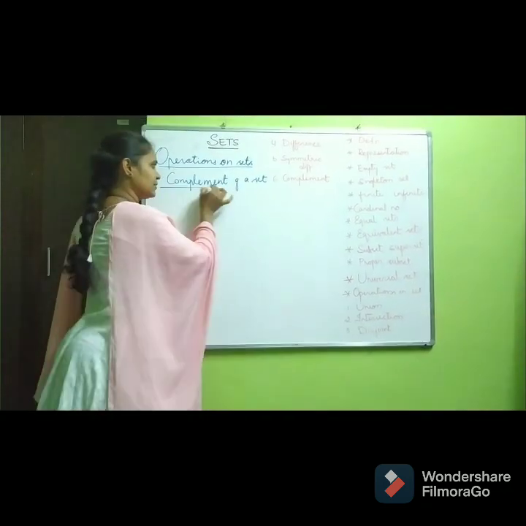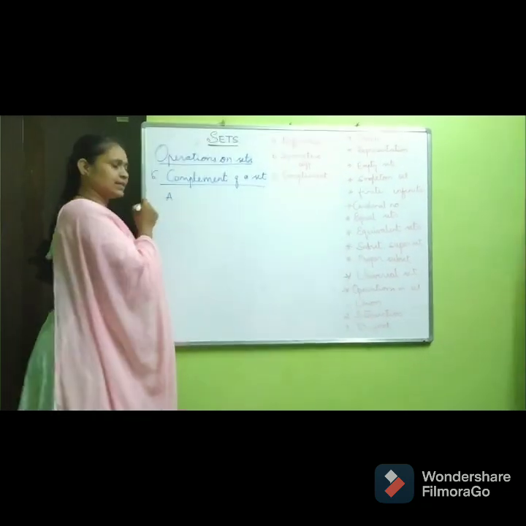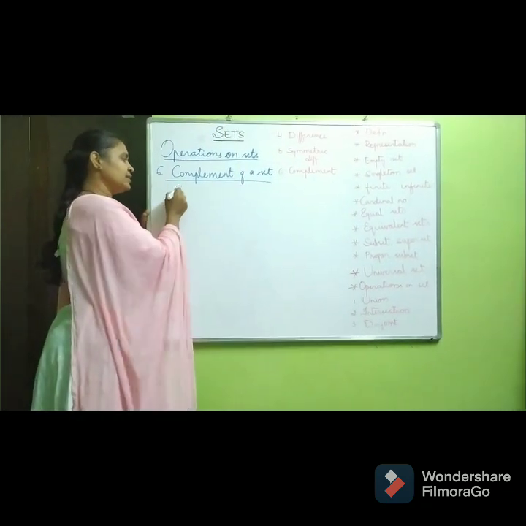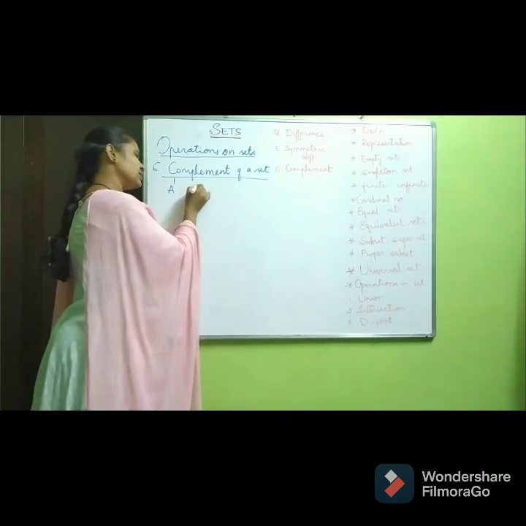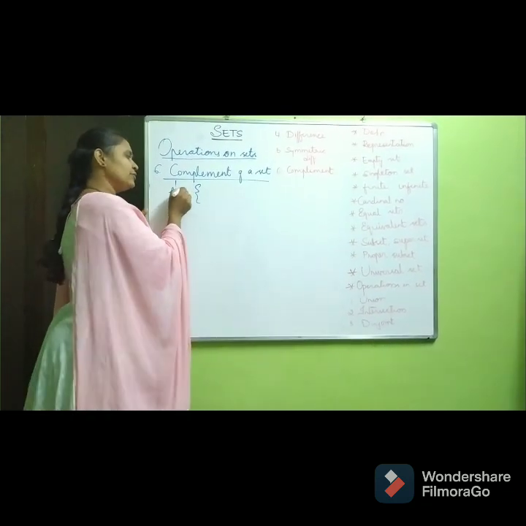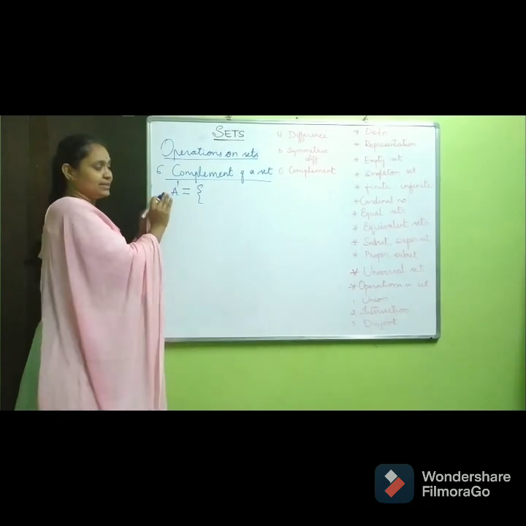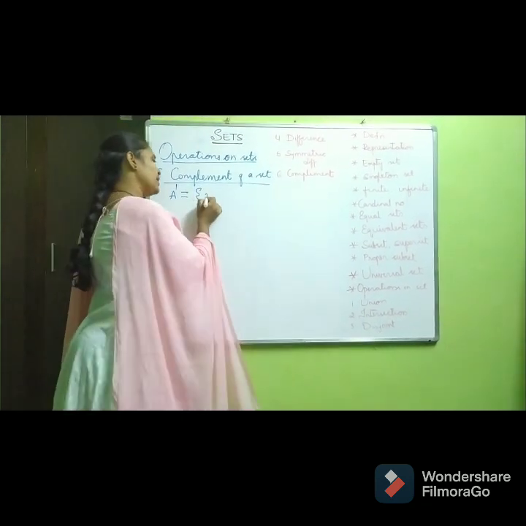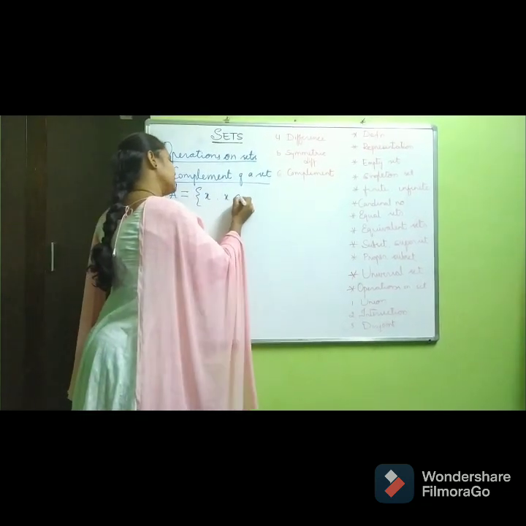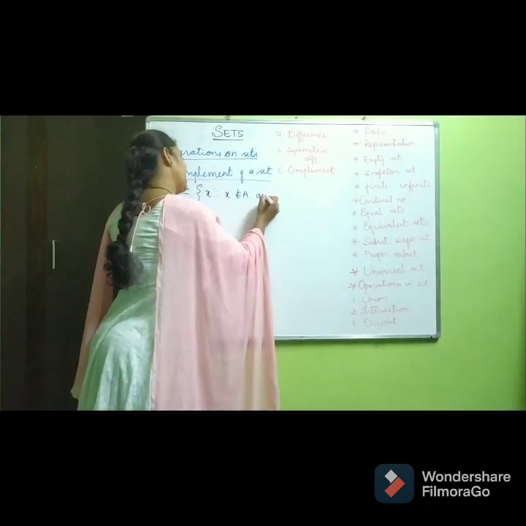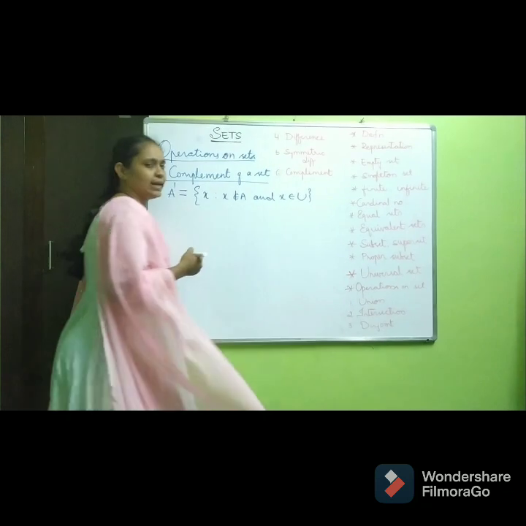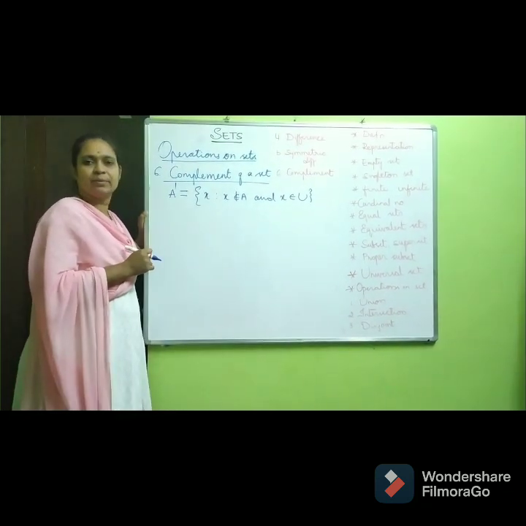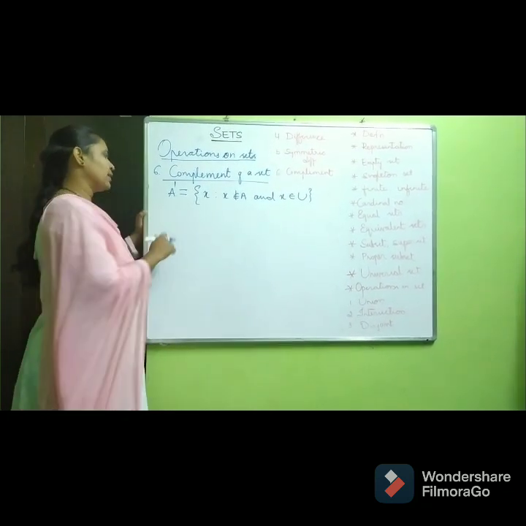Complement of a set. If A is a set, then its complement is denoted as A dash. And the definition goes like this. A dash is equal to X such that X does not belong to A and X belongs to U.